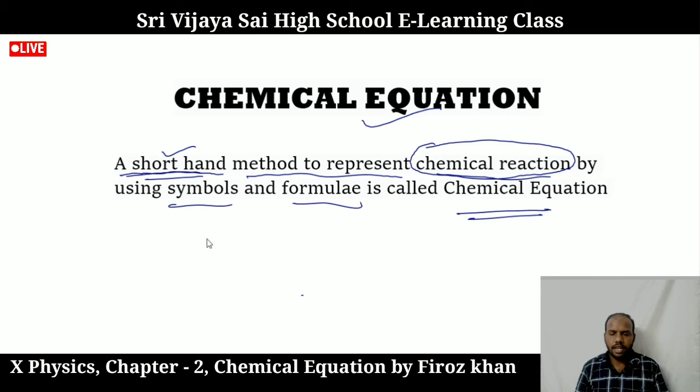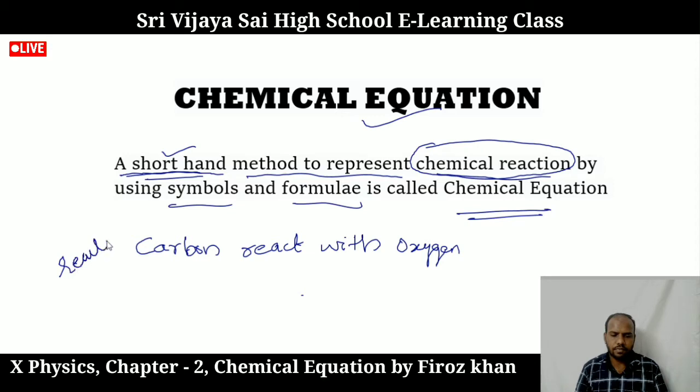Here I'm giving an example for you. For example, here we mention carbon reacts with oxygen. So this is one sentence or a statement. Now we can make this into an equation. As it is, it is just a reaction. You can make it into an equation by using symbols and formulae.